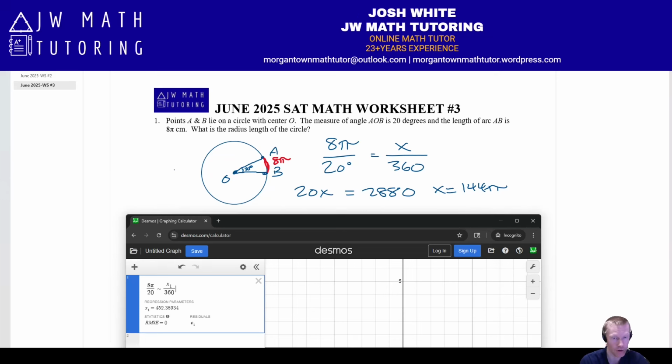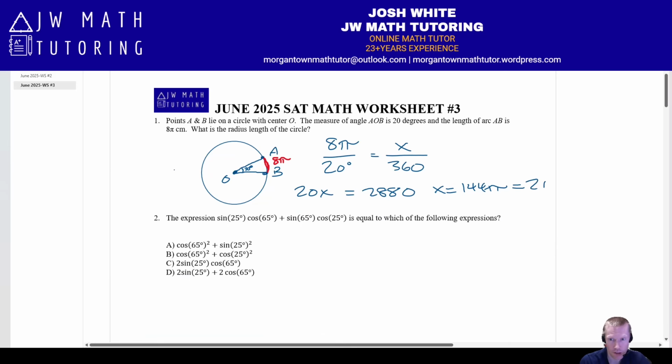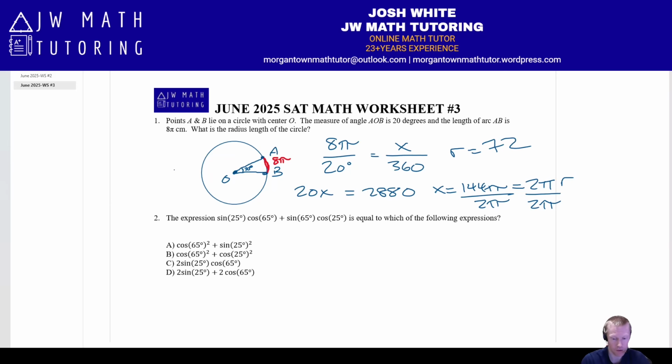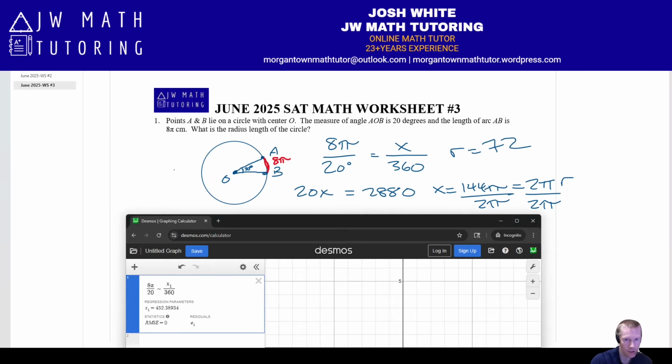In other words, all the way around the circle corresponds to the 360-degree angle. So this you can set equal just to 2 pi r. So now to get the radius, you're just going to divide this figure by 2 pi. So the radius is again going to equal 72, but if we go to Desmos, we can just confirm this.